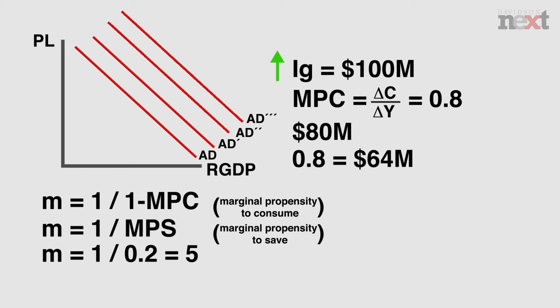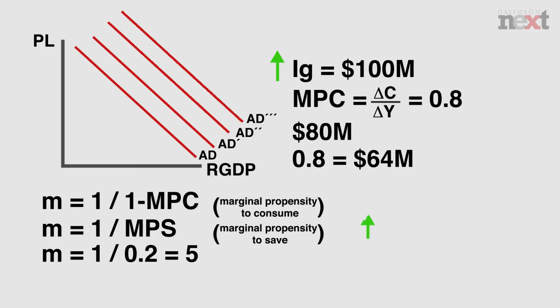So theoretically, the original increase of $100 million in business investment spending could result in an increase in the aggregate demand curve out to $500 million. That's the multiplier effect. And it shows you that the aggregate demand curve can shift way more than the initial change in aggregate demand caused by an autonomous change.